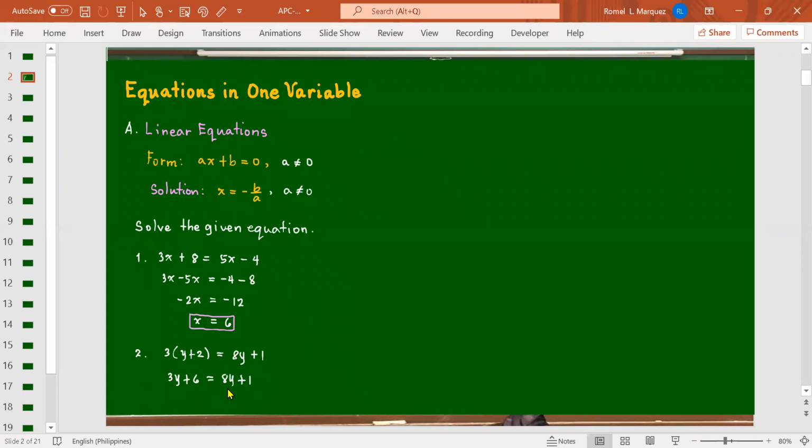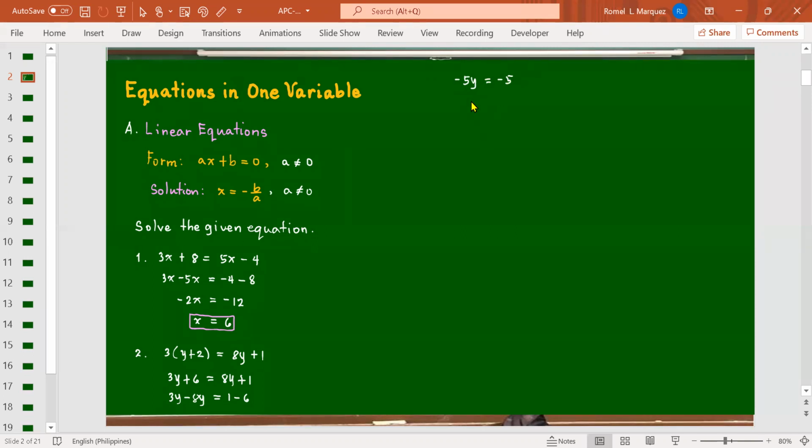Now, to get rid of 8y on the left side, we have to add negative 8y on its side. And to get rid of this 6 on the left side, we have to add negative 6 on its side. So hence, we have 3y minus 8y is equal to 1 minus 6. Simplifying the left side, we have negative 5y. The right side, negative 5.